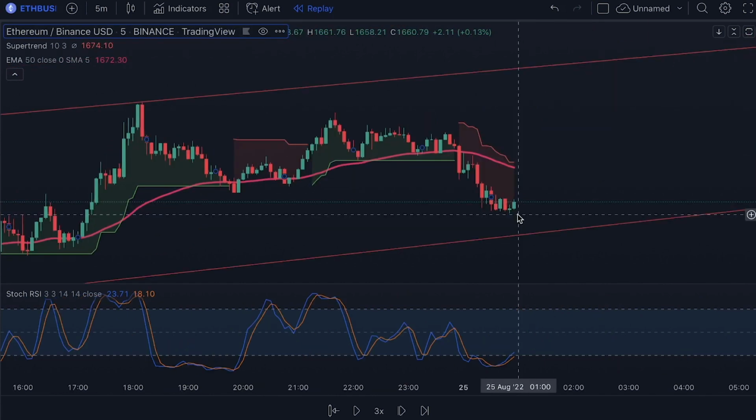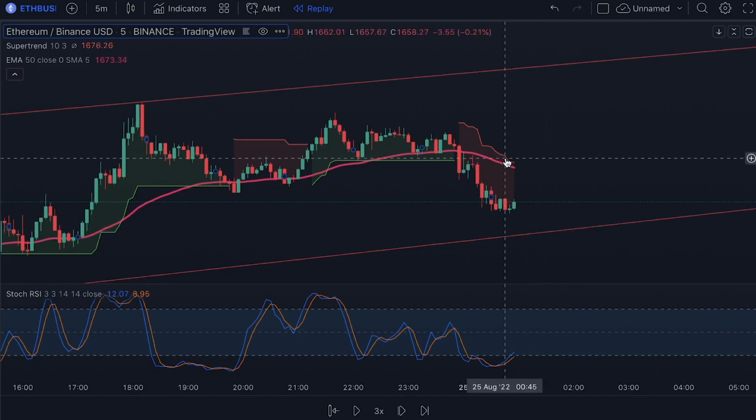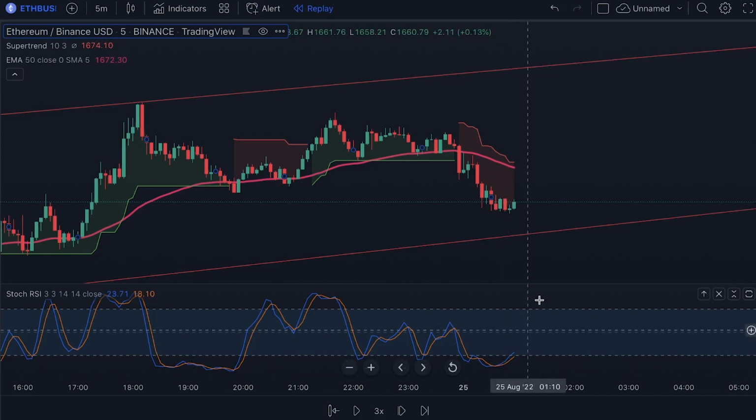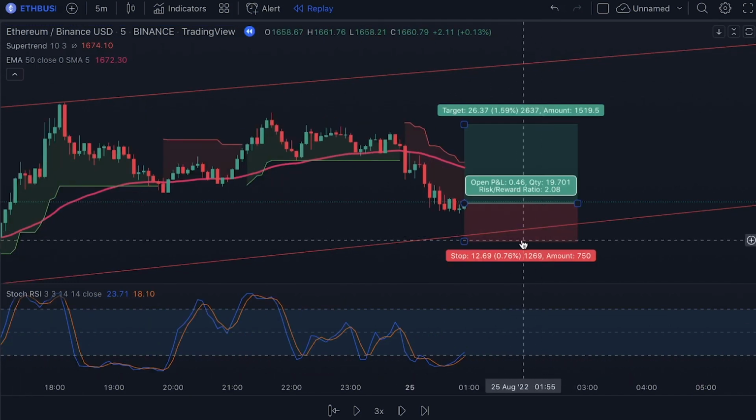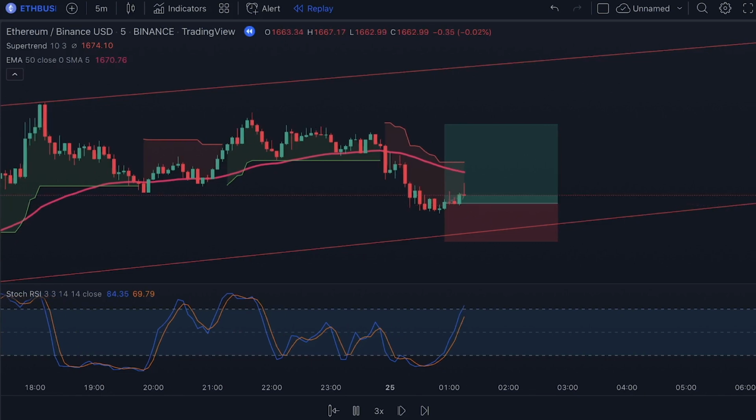Similarly, it also sometimes pays to break the rules of your strategy. For example, here we can see that we are close to the lower trend line right over here, but the super trend is still red and we are under the 50 EMA. But the stochastic RSI is indicating that the asset is oversold. So entering a long position here by setting the stop loss just below the trend line would be a smart idea. Let's see how this plays out in real time.